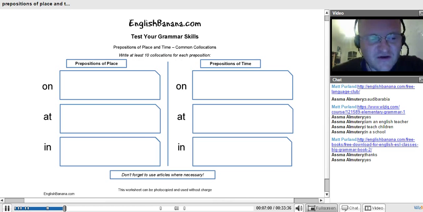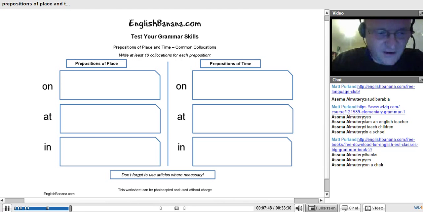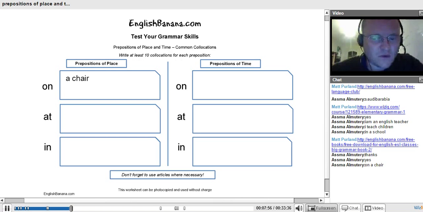So what can we use for preposition of place? "On." What collocation can you think of for this? Think of a phrase where we have "on" something. I'm talking about a place. What do you think? "On a chair." Okay. Yes, I was sitting on a chair, for example. What else?